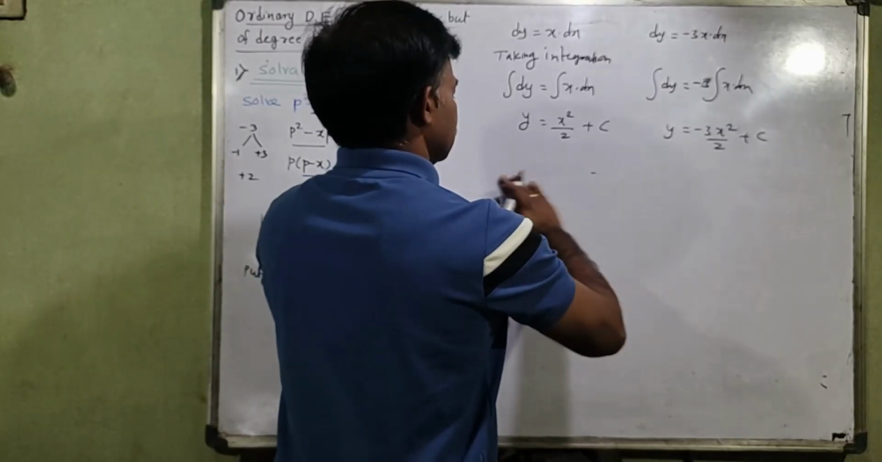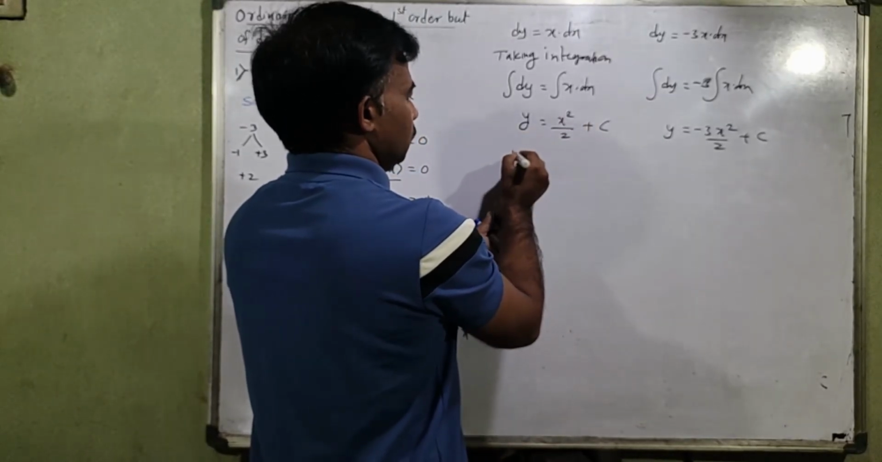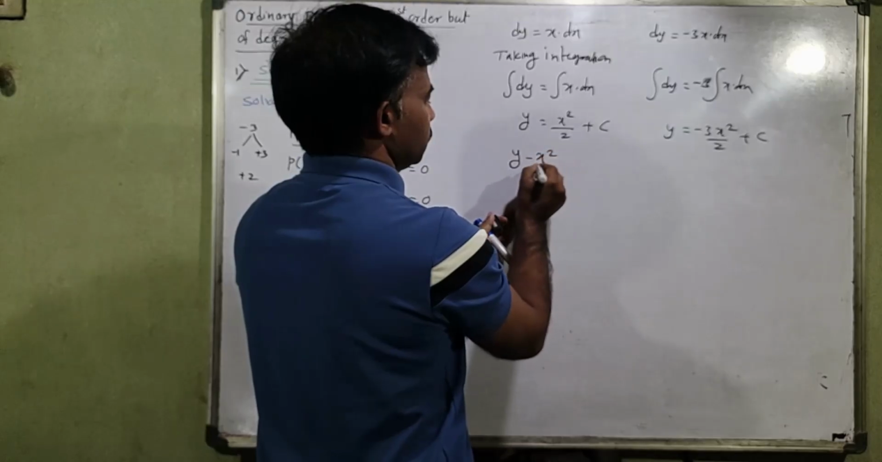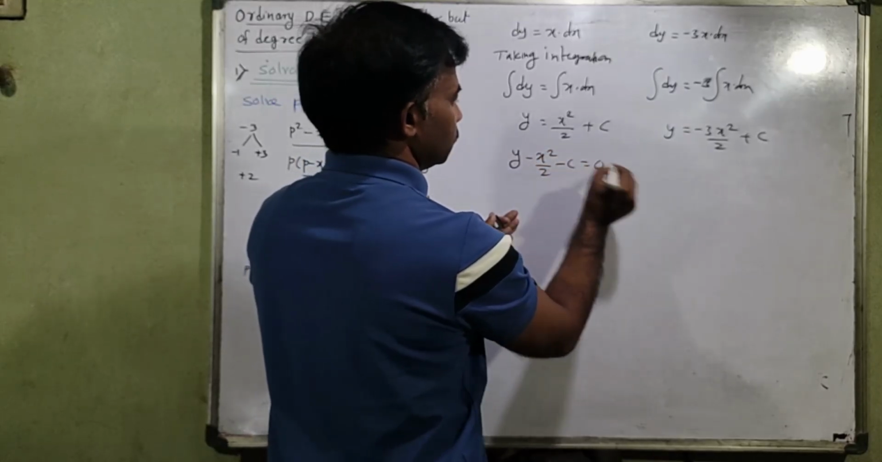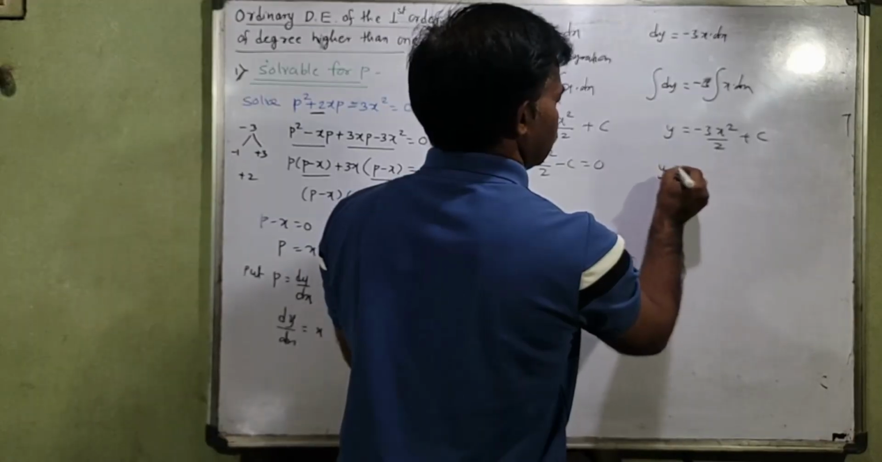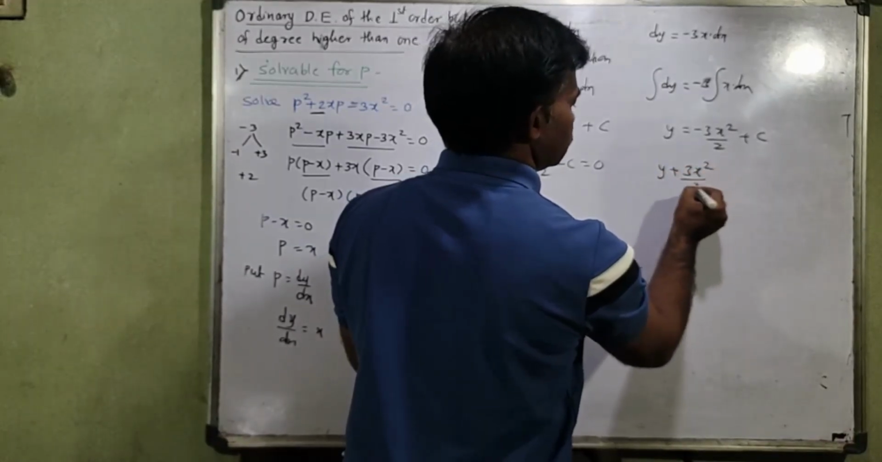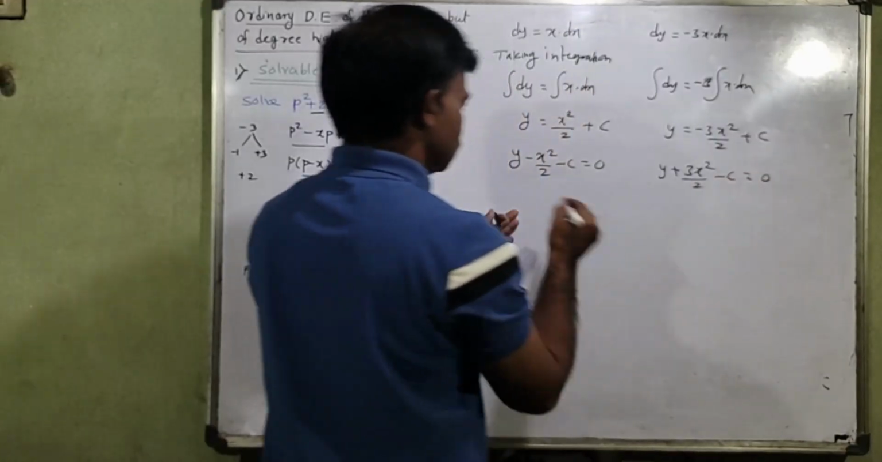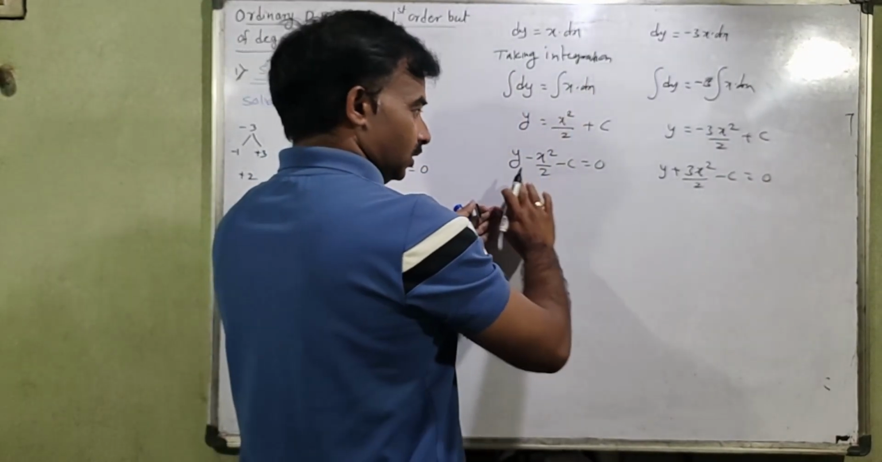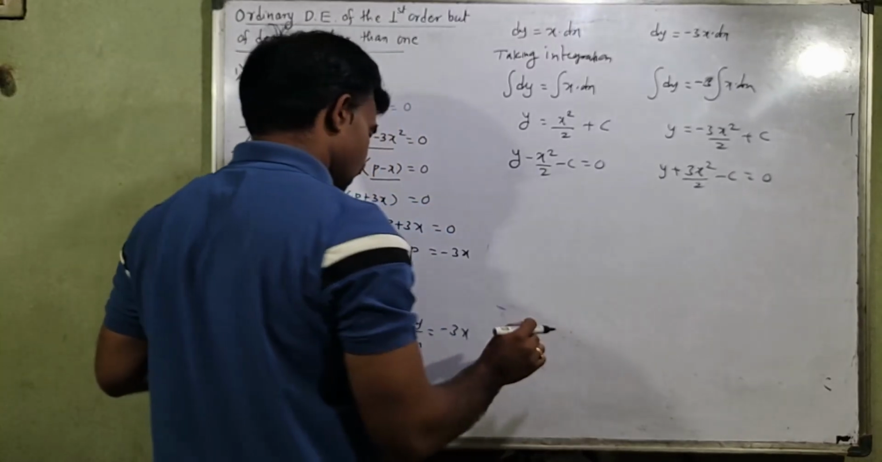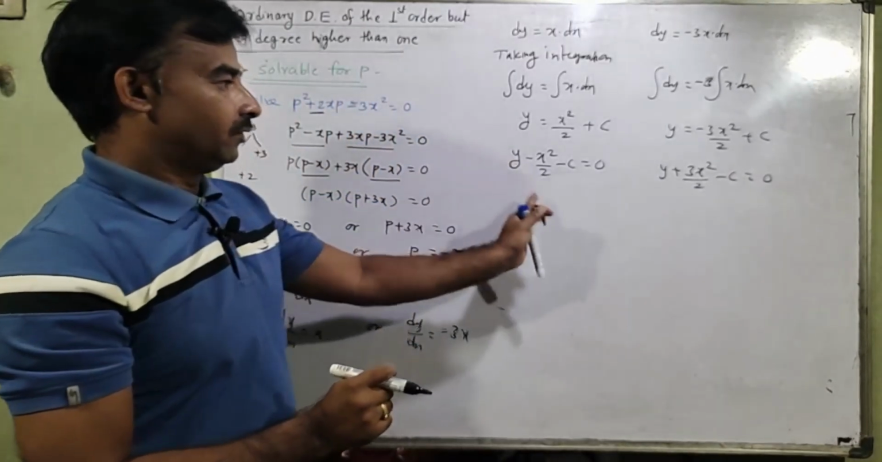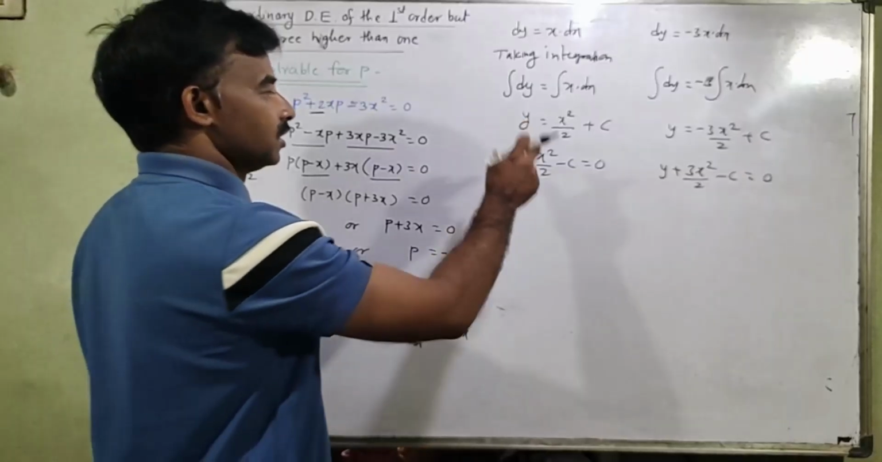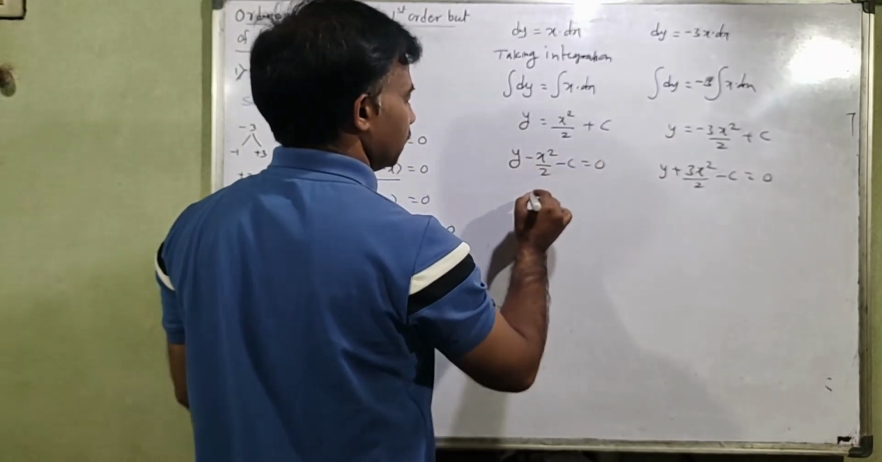or whatever it may be. I'm just taking y minus x square divided by 2 minus c is equal to 0, and y plus 3x square divided by 2 minus c is equal to 0. And these are the two solutions related with those linear factors, and we take the combined equation related with them. You will get the final general solution.